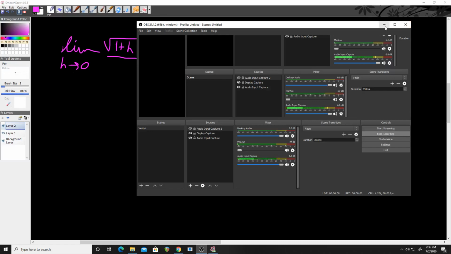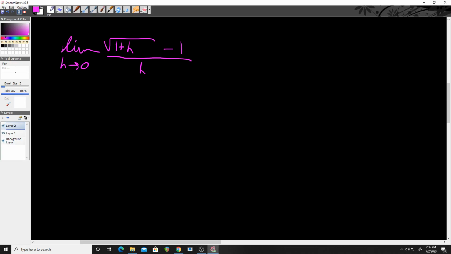Welcome. Okay, more limit examples. So this is a typical type of problem with square roots. Once you've seen one, you've seen them all. You just got to remember to do the trick.